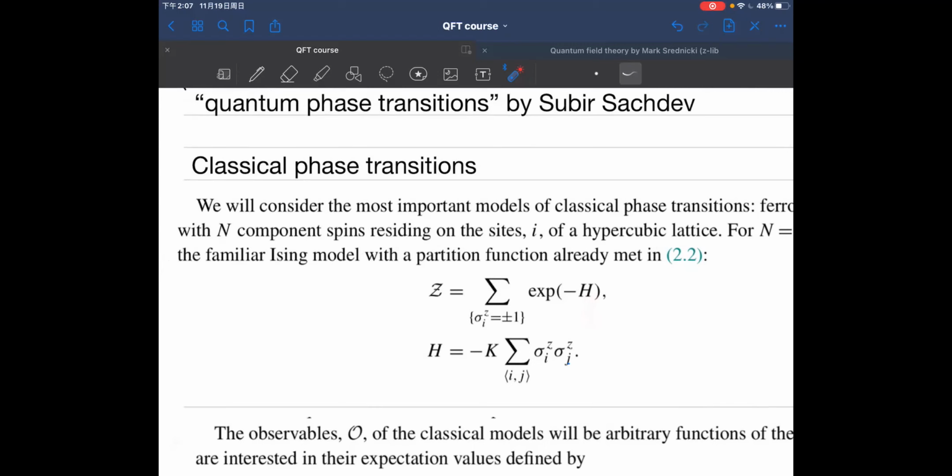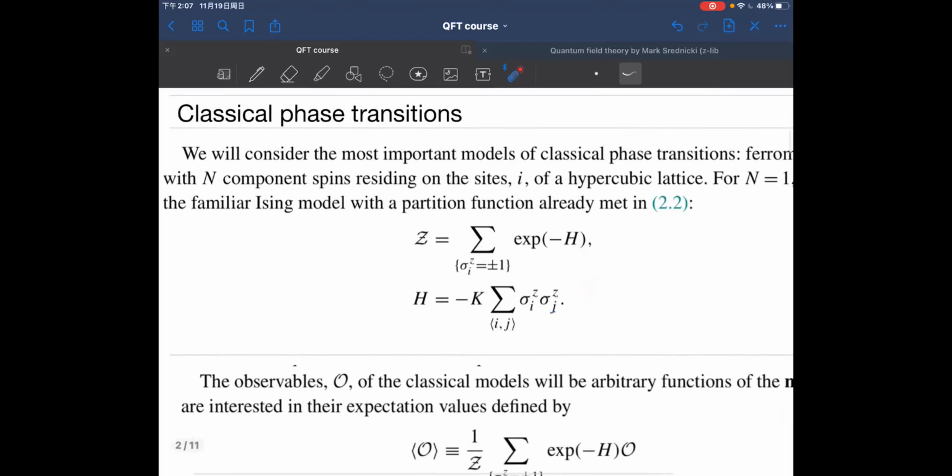So it's quite direct to calculate the partition function. You just need to sum over all configurations. You do not need to calculate the exponent of a matrix, because H is just a scalar number for any configuration. But for the quantum case, H is a matrix with quite large dimensions, and then it is quite hard to calculate the exponent of a large-dimensional matrix.